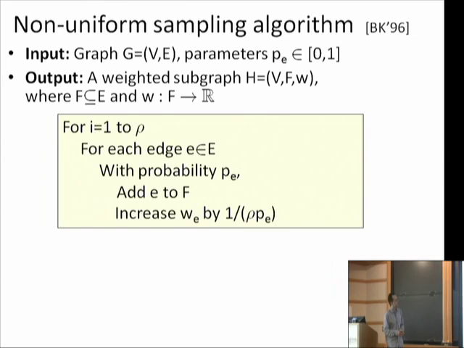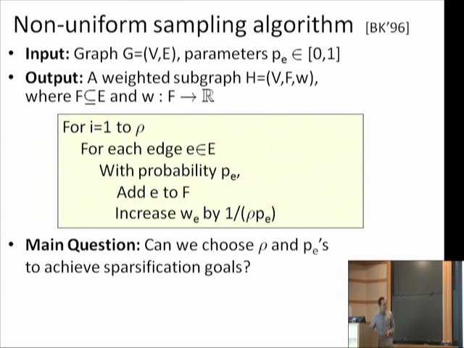So here's their algorithm, and this is a general template for a sparsification algorithm. The input is a graph and some parameters on the edges. These p_e values are the sampling probabilities. And the output is going to be this weighted subgraph H. All we do is ρ rounds of sampling. In each round, we look at each edge and sample it with probability p_e. If we sample it, we add it to the sparsifier and increase its weight by 1 over ρ p_e. So now the technical question becomes, can we choose ρ, the number of rounds, and the sampling probabilities to obtain a sparsifier?